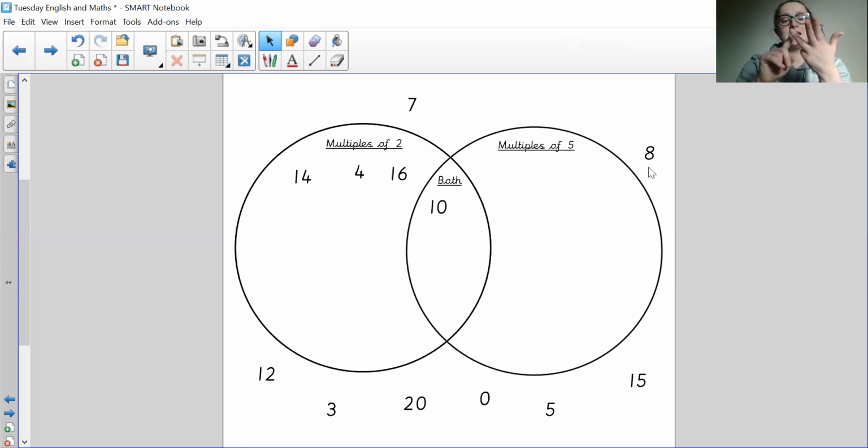2, 4, 6, 8. So it's definitely a multiple of 2. What about a multiple of 5? 0, 5, 10, no. So it's a multiple of 2. We've got lots of multiples of 2 there, haven't we?